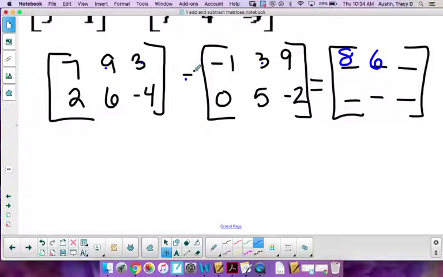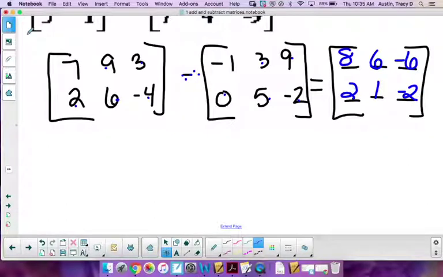6, 3 minus 9, -6, 2 minus 0, 6 minus 5, and -4 minus -2. Right, so it's very basic, adding and subtracting, and that's what we're going to be dealing with as far as the lesson. Now, these are just random matrices. I made them up. I just threw the numbers in there. It's not a big deal.